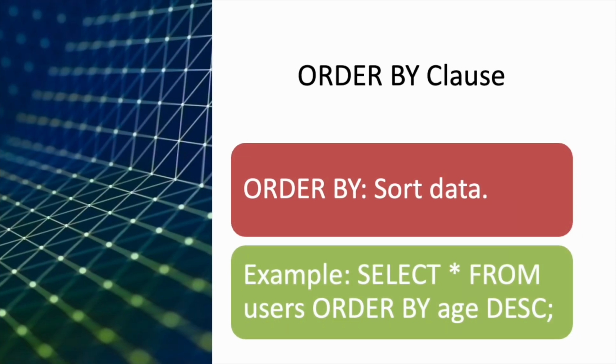The next clause is order by. Order by allows us to sort data in ascending or descending order. For example, to order users by age in descending order, we'll use SELECT * FROM users ORDER BY age DESC, which is descending. By default, the order by clause sorts in ascending order, which is ASC, but we can specify DESC if we want to sort the data in descending order.